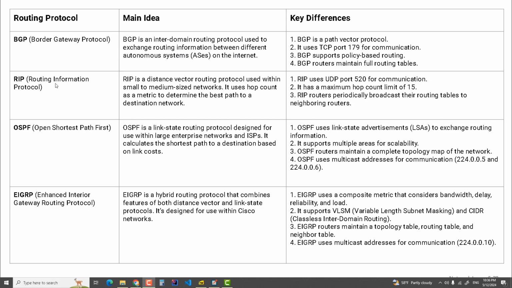The RIP protocol is the Routing Information Protocol. It is distance vector, and it depends on the hop count to determine the best path. OSPF is Open Shortest Path First. This is a link state routing protocol, like the Dijkstra algorithm, so it uses the costs to build the shortest path.